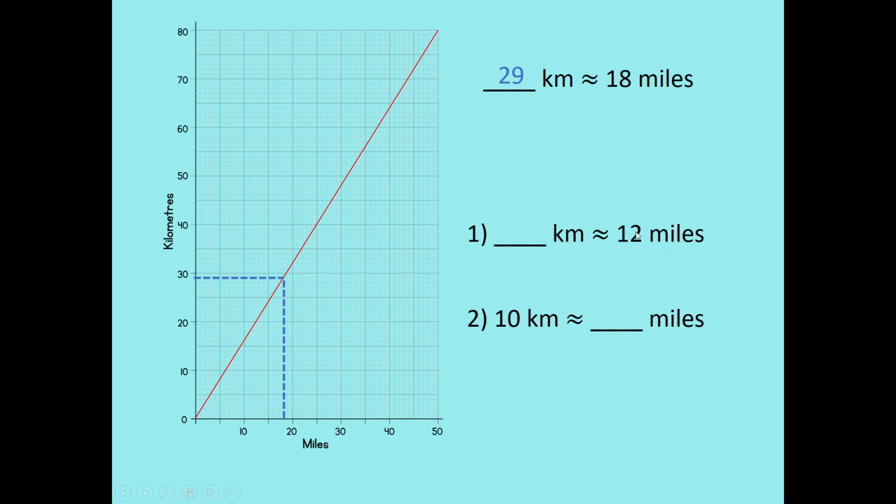So the first one, we're looking for 12 miles. I'm going to have a look across until I get to 12 on the miles axis, that's the x-axis. And then I'm going to read across to the y-axis, which is where kilometres are. My answer is about 19 kilometres. Now I'm figuring out how many miles is 10 kilometres, so I'm going to find 10 on the y-axis. Read along to the red line, then go down. And that looks like it's roughly 6 miles.